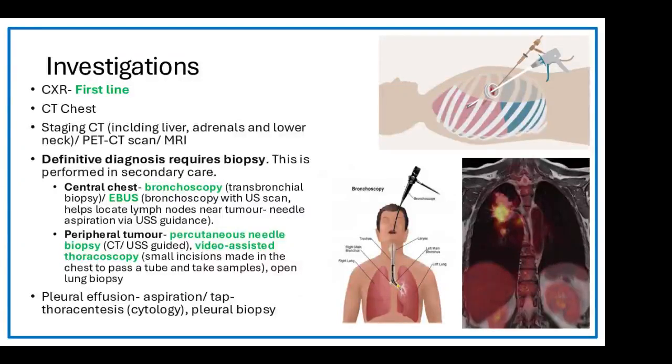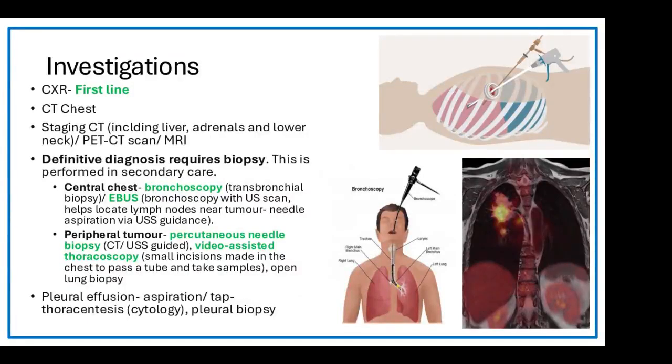In terms of your definitive diagnosis, it needs a biopsy. This is performed in secondary care. So for the central tumors, we usually go with a bronchoscopy. So inserting a camera down through the windpipe into the main bronchus and going further from there. We've got EBUS as well, which is essentially the same thing as bronchoscopy with an ultrasound scanner in the form of a small camera. And this helps locate the lymph nodes as well. So we might be able to aspirate a nearby lymph node for biopsy.